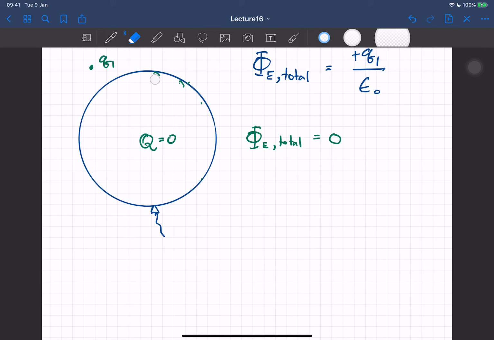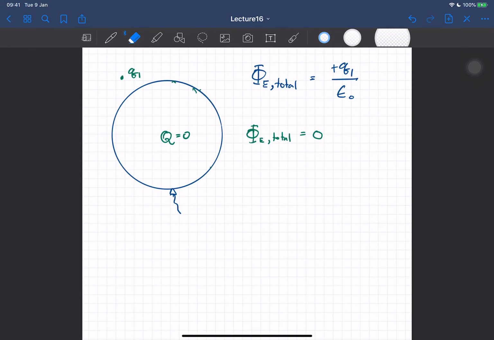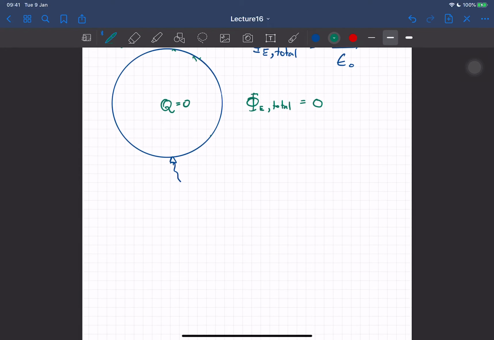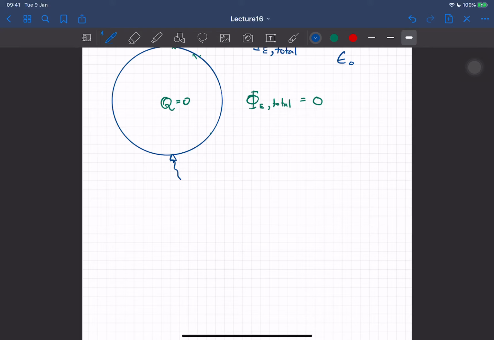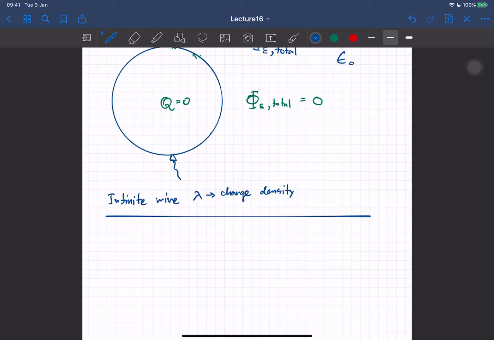So I need to set up. The question we did earlier is this. Imagine that we have an infinitely long wire with charge density given by lambda. So this is the charge density, exactly what we did before the break.